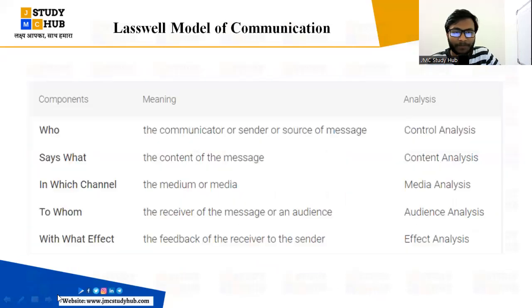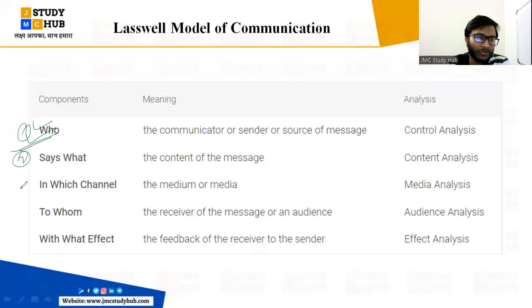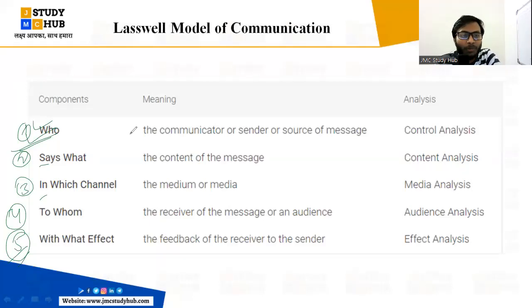All right. Next, understand the components in detail. We again have them in the form of a table so they might be clearly visible. These are components 1, 2, 3, 4, and 5, right? Who says what in which channel to whom with what effect, and the meaning of each component is also described in this table. Who means the communicator or the sender or the source of the message, right? The source of the message, from where we are getting or receiving the messages, that is the source of the message.